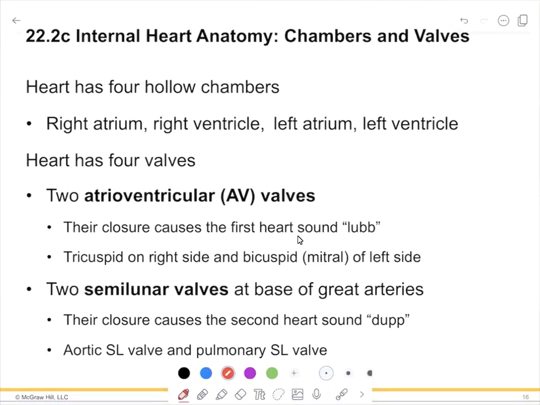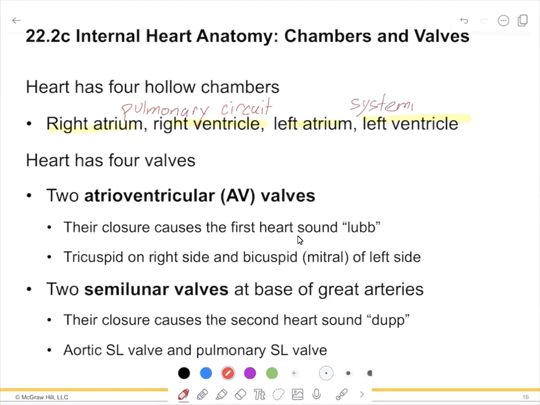The inside of the heart is where we can see the chambers and the valves really well. So we see the right atrium, right ventricle, left atrium, and left ventricle. Remember that the blood is always going to flow from an atria to a ventricle. So this would be the right side of the heart, which is the pulmonary circuit. And the left side of the heart is going to be the systemic circuit.